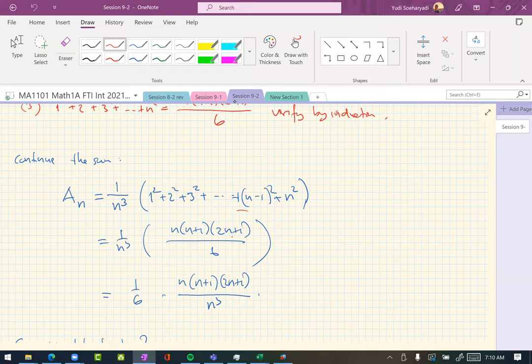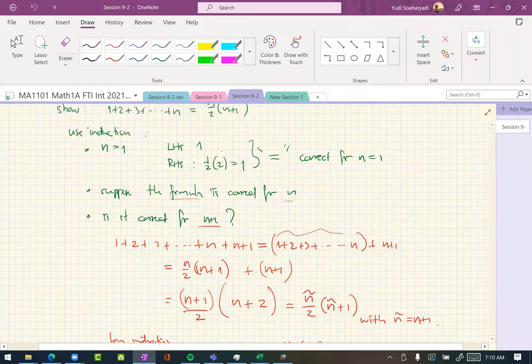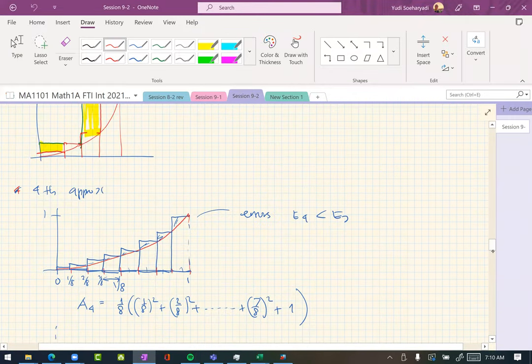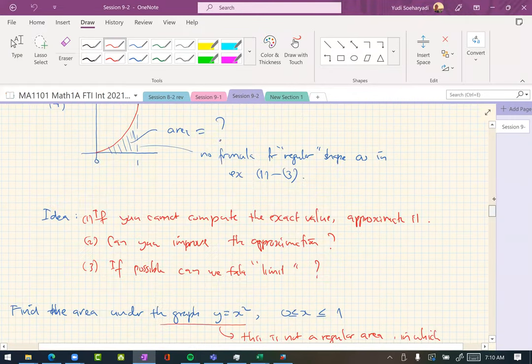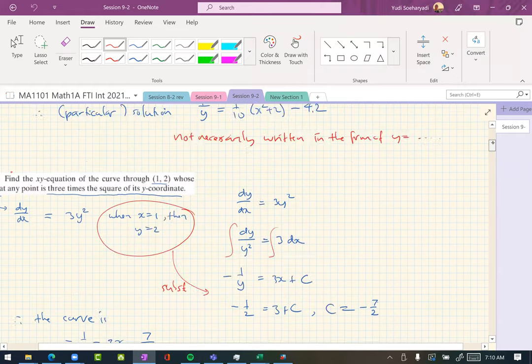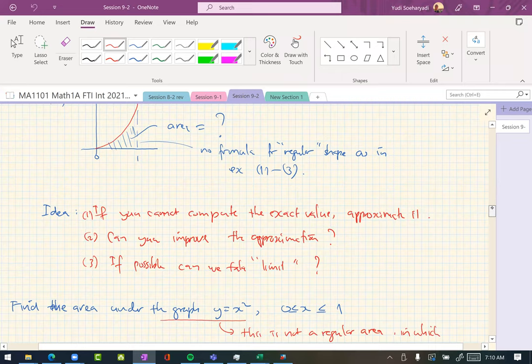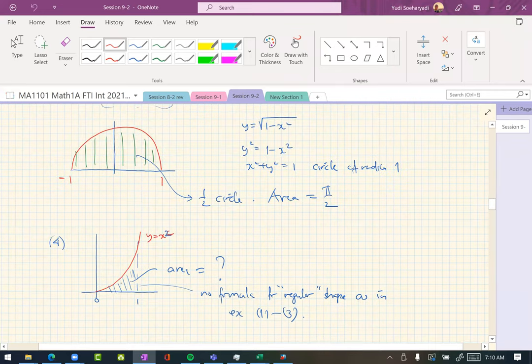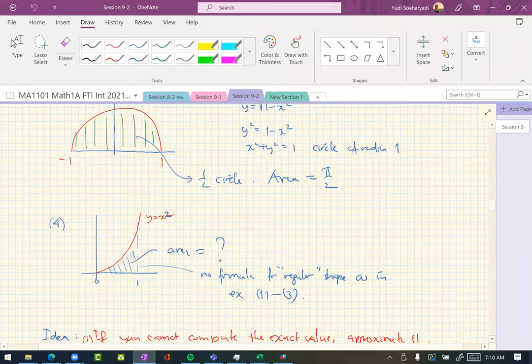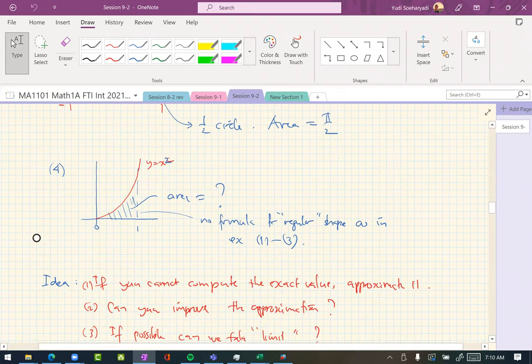So this is what we had last time. We're trying to compute the area under a curve, but above the x-axis. So this kind of area here. In particular, we compute the area under the graph of y equals x squared. So the question is, what is this area?